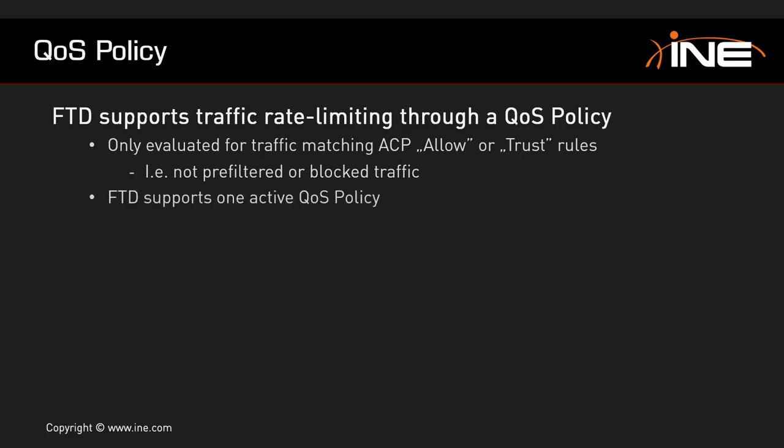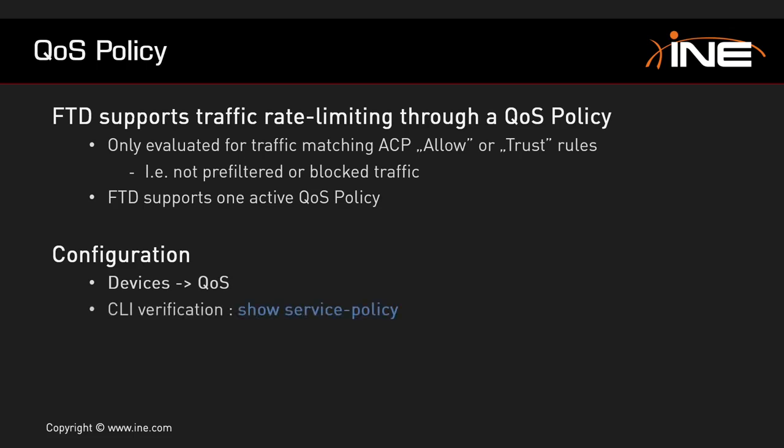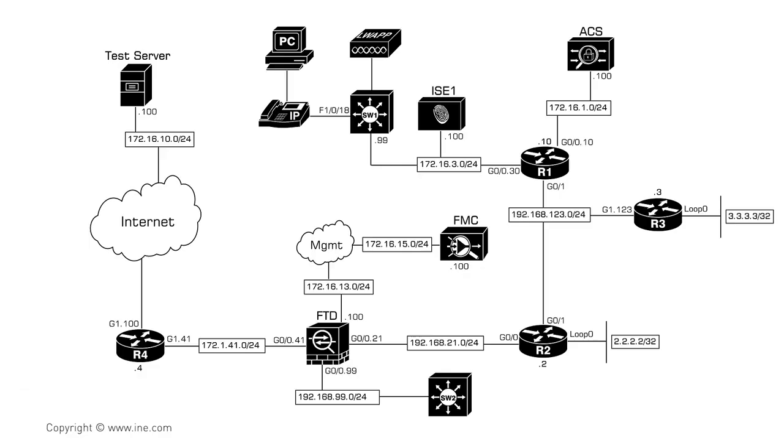There's going to be just one global QoS policy that you can push to your FTD sensors. This might change in the future, but right now we have just one policy that we can define on the device. If we plan to use one, this is what we will configure under Devices and then QoS. And for verification this time, ideally what we should use is show service-policy on the ASA's CLI. Let's quickly take a look at this.